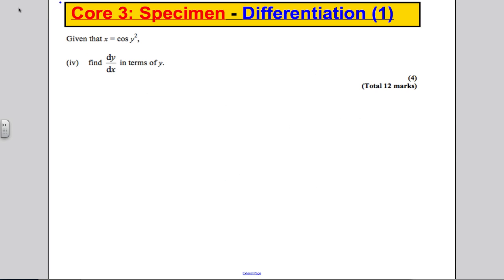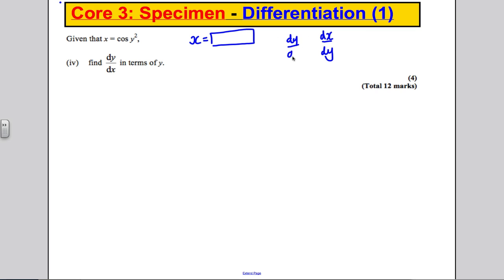Okay, next, part 4. You're given that x is cos of y squared. Find dy by dx in terms of y. Couple of things to notice here, just before we launch into it. X is the subject of the formula. Okay, so we may end up using the dx by dy rule, i.e.